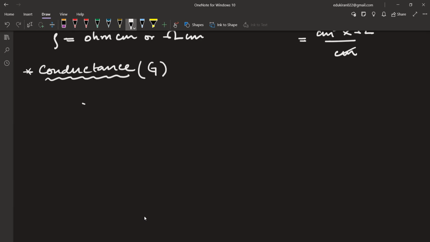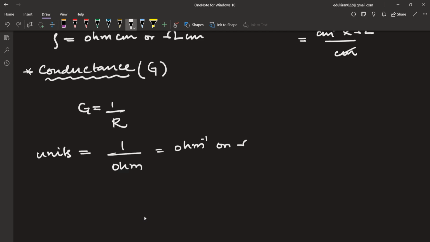Now what will G be equal to? G will be equal to 1 upon R. And the units: 1 upon, what is the unit of R? It is ohm. So it will be ohm inverse or mho. They just reversed the name of ohm, right? MHO, mho.